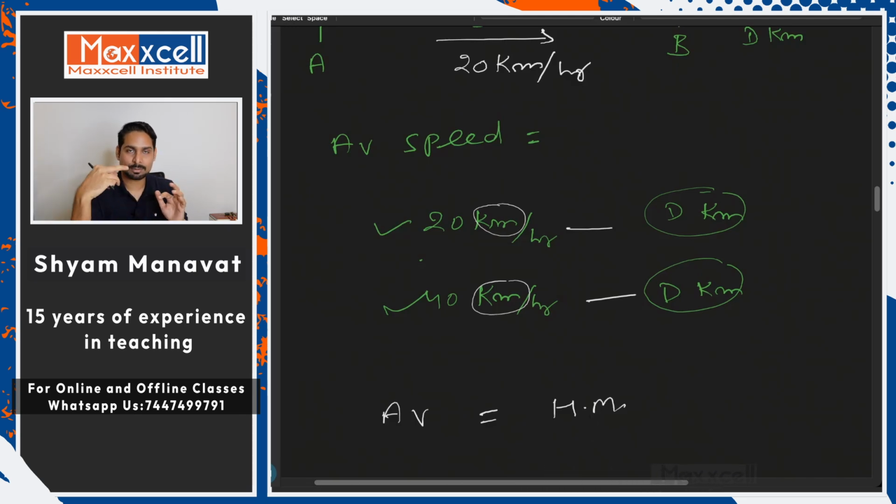Okay, is that clear? Are you able to understand the difference? Only in the case of a derived unit do you need to be a little cautious. For fundamental units or unitless values, straight away apply the formula of arithmetic mean to calculate the average. What is the formula of arithmetic mean? Sum of observations by number of observations.